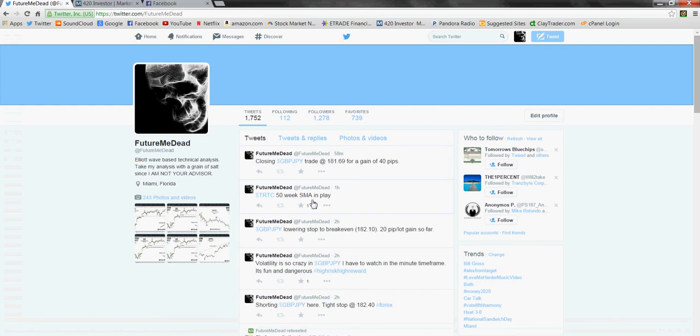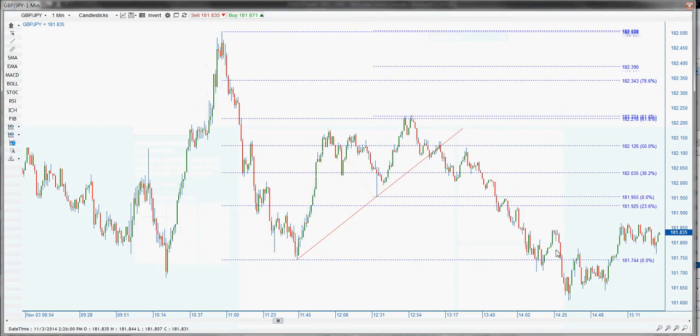You can see that here. Closing the trade at 181.69 for a gain of 40. Okay, that's it for me. It was simple. That was the trade setup. I saw a sharp move down, a 3-wave counter trend move that had Fibonacci relationship with regards to phi, the 0.618 ratio. A third leg that was impulsive. That's it for me. This should go higher.